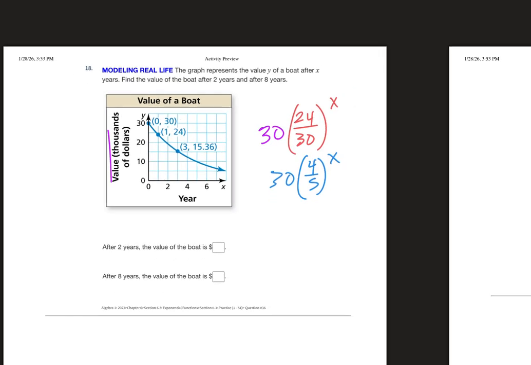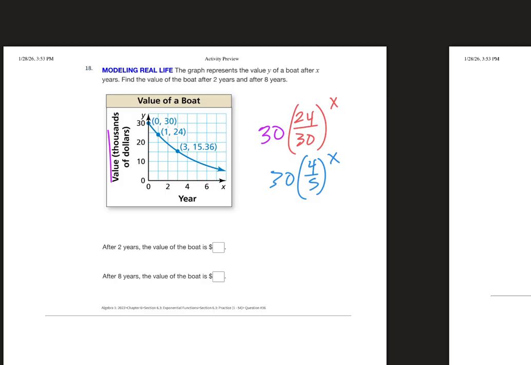We could have divided by 6, so 4/5 to the x power. And if you're like, well, how do you know that that's right? We could use a calculator to check this. In fact, I'm going to grab the calculator to double check my math and see if that looks right. 30 times 4/5 raised to the 3rd power. I really hope I get 15.36, and I do.